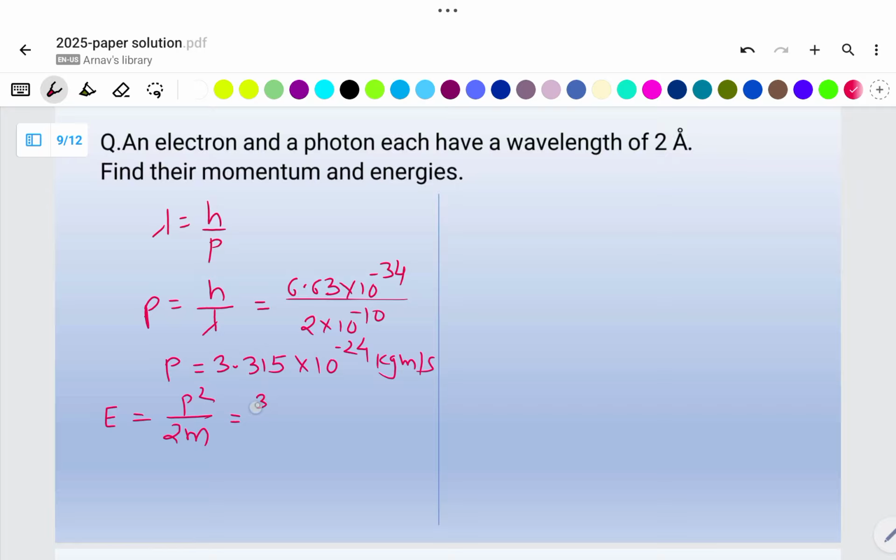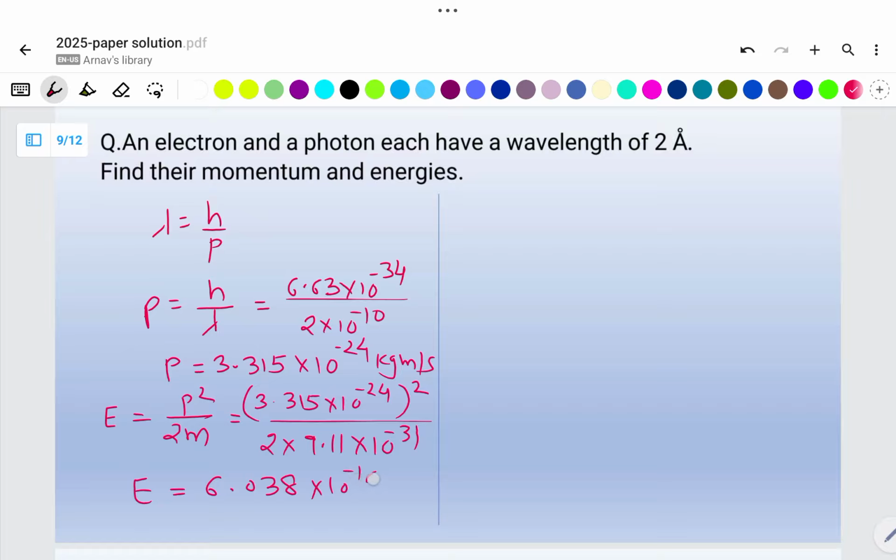So the value of p is (3.315 into 10 to minus 24) square divided by 2 into mass of electron, which is 9.11 into 10 to minus 31. So the energy associated with electron is 6.038 into 10 to minus 18 joule.